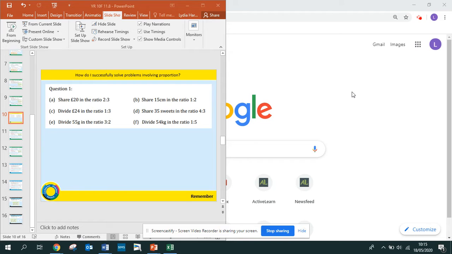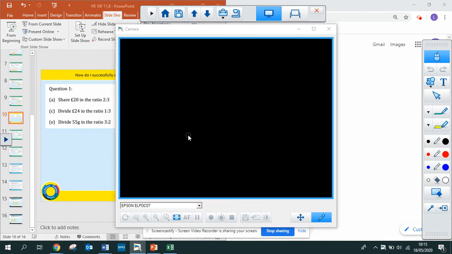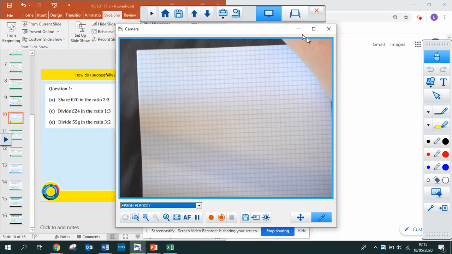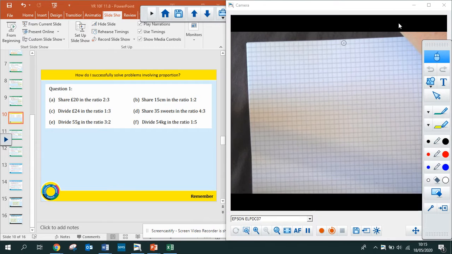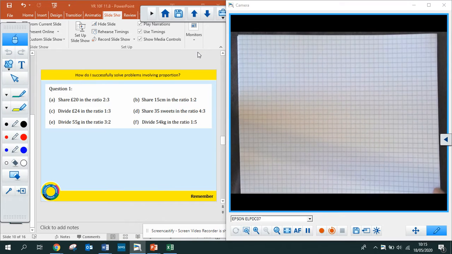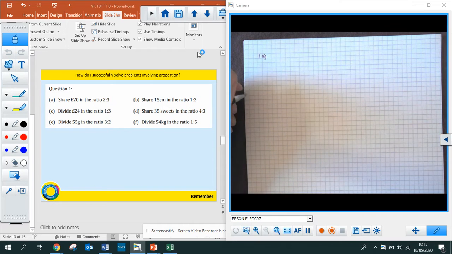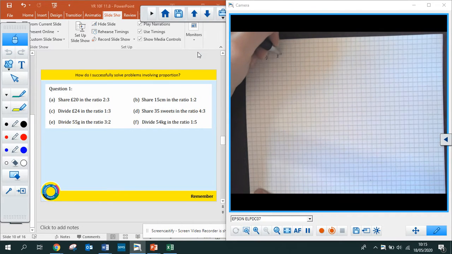Just waiting for the visualizer to load, and then I'll go through the solutions with you. Okay, so question 1, part A, has asked you to share £20 in the ratio 2 to 3.